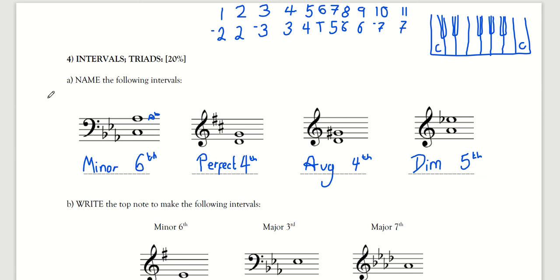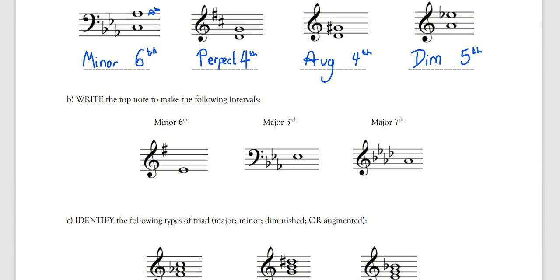There we go, so that's the first set of interval questions. The next set of interval questions asks us kind of the other way round, where we were given the notation here and we were asked to write out what the interval is. This time we're given the interval name and we have to fill out the notation. So we can work this out one of two ways. Let's just get the notes on paper first.